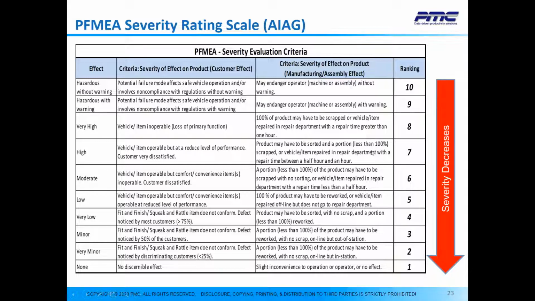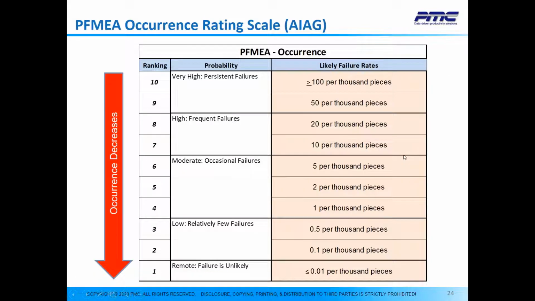So that's the worst case, right? And then the best case would be very minor or none: a slight inconvenience to operation or operator, or no effect at all. Then the occurrence table, as I was mentioning before, runs 10 through 1. 10 means very high, persistent failures. In this case, greater than 100 per 1,000 pieces, or 50 per 1,000 pieces for the occurrence ranking of 9. The 1 would be like a failure is unlikely, if it's like 0.01 per 1,000 pieces.